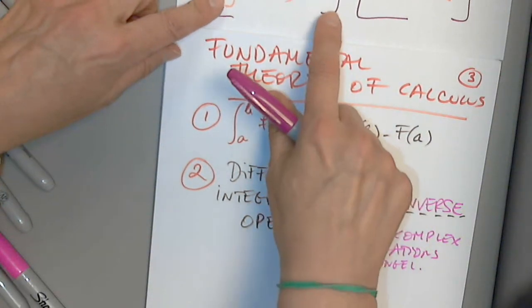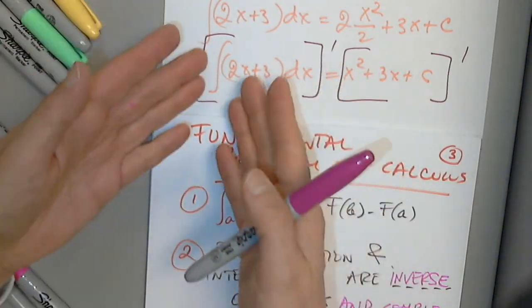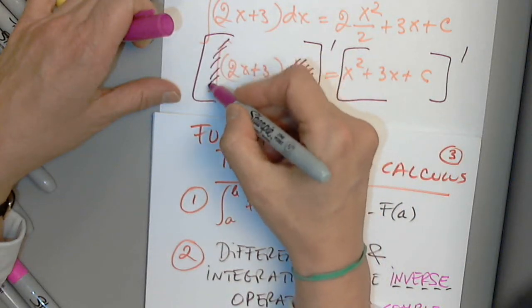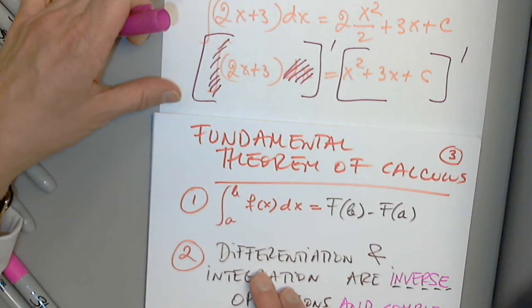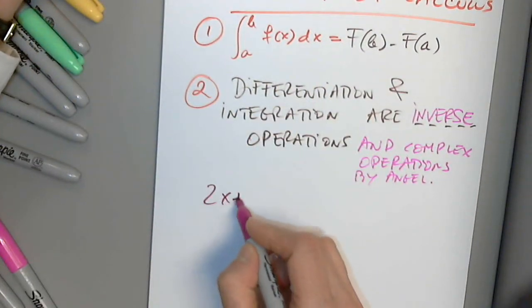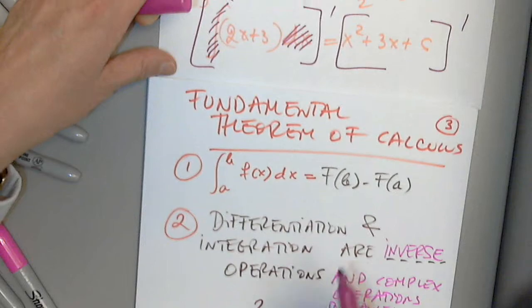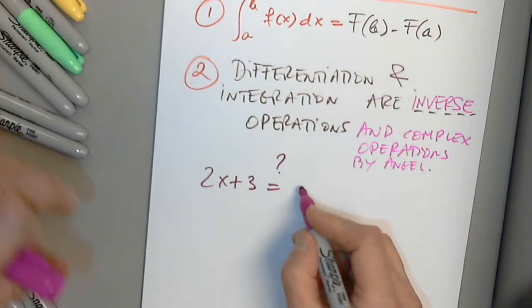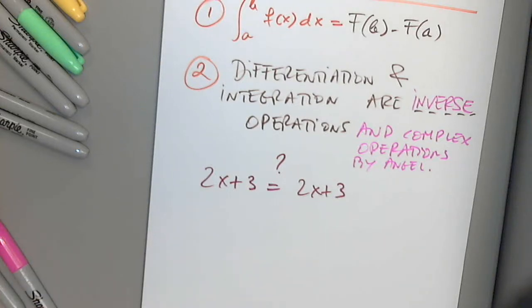So let's differentiate this side. When I differentiate an integral, this is what happens. The integration goes away. So the left-hand side is 2x plus 3. Does it equal the right-hand side? Of course it does, because when I differentiate this, I get 2x plus 3. Any questions?